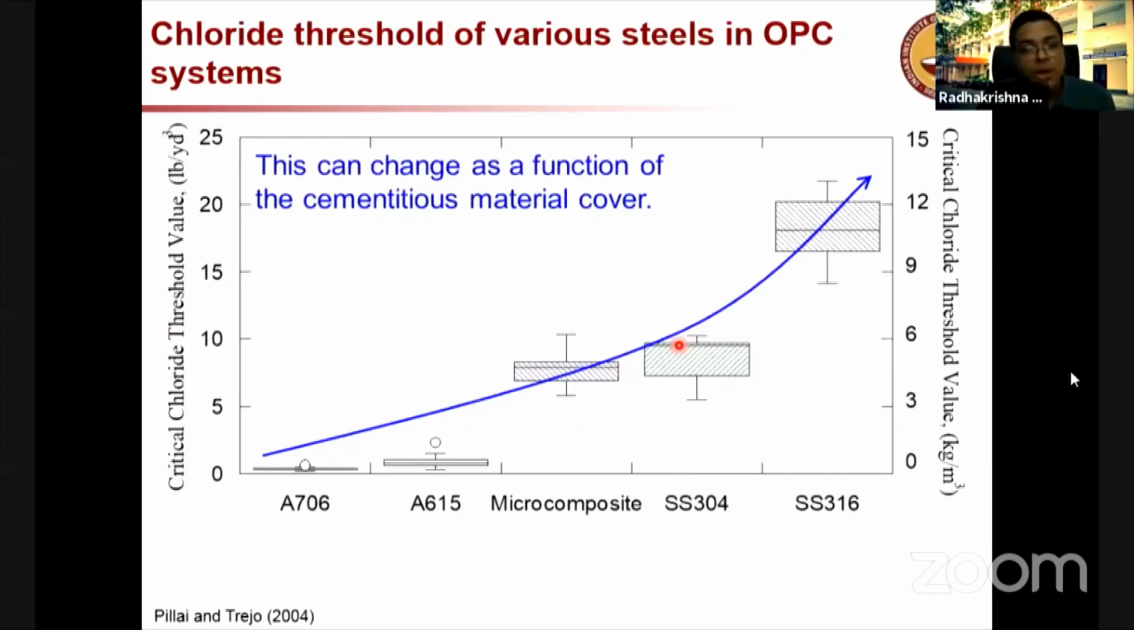This is from my master's, where you can see that the chloride threshold can significantly increase with the use of stainless steel or even some corrosion resistant steel, microcomposite steel, you can see here. However, in that study, we looked at only the effect of steel, but the cementitious system can also very much influence the chloride threshold value.